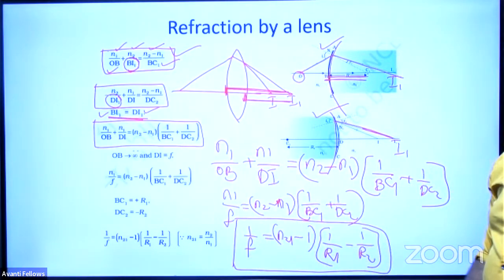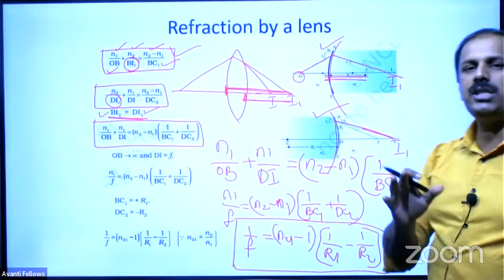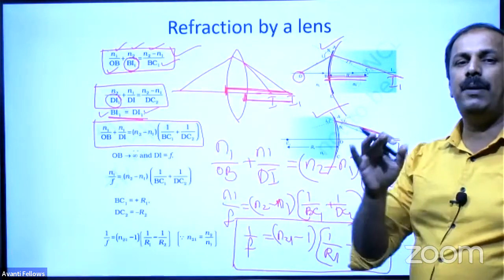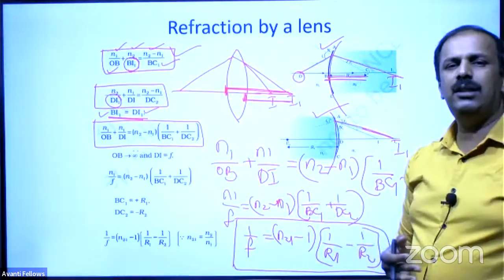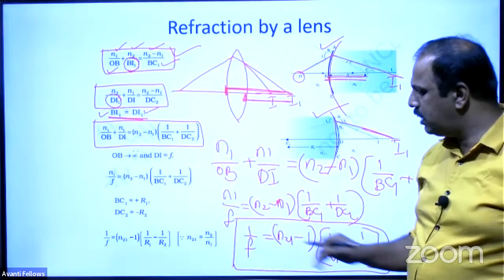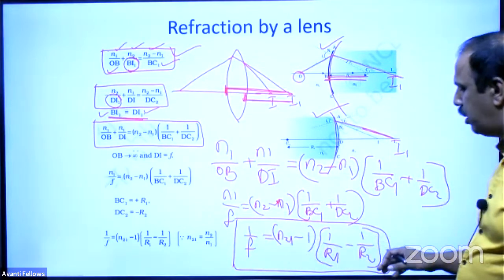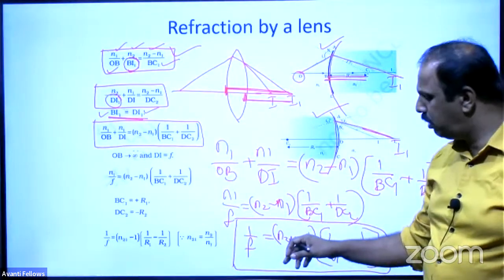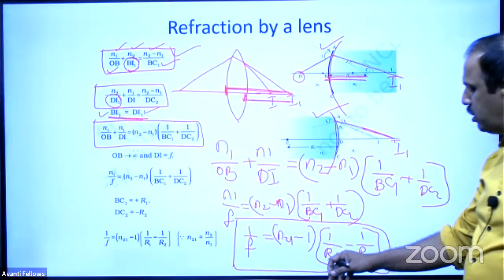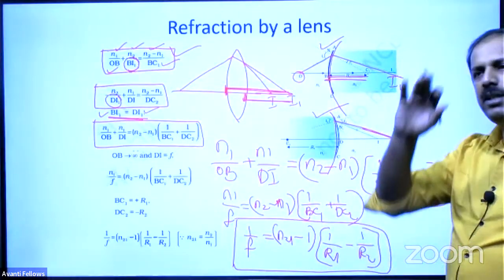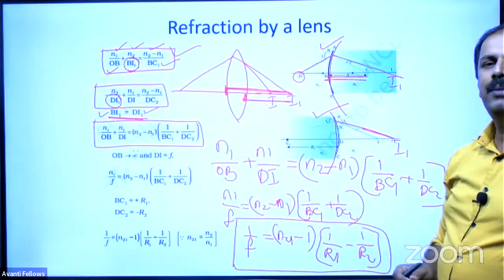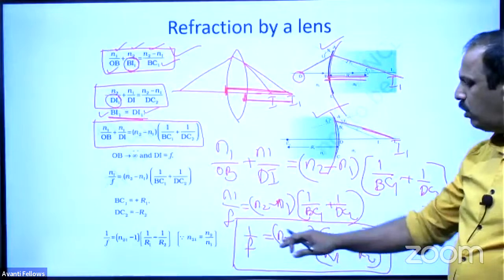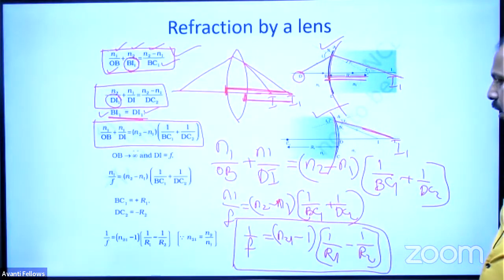Why is it called Lensmaker's formula? Because if you want to make a lens with a particular focal length, say you want a lens of focal length 13 centimeter, you can use this equation. You know which material is used, its refractive index minus 1. So how much are R1 and R2 required? How much curvature is required? That you can calculate and you can make a lens. So that's why it's called Lensmaker's formula.